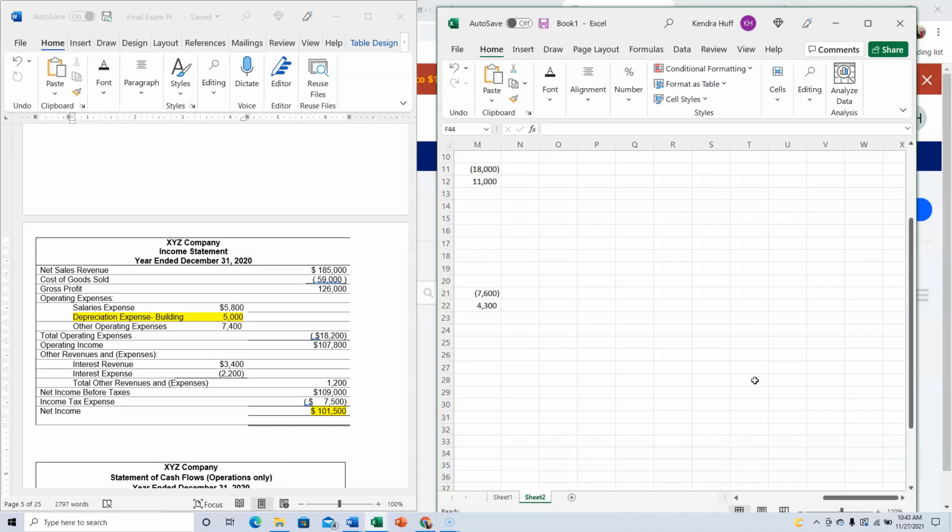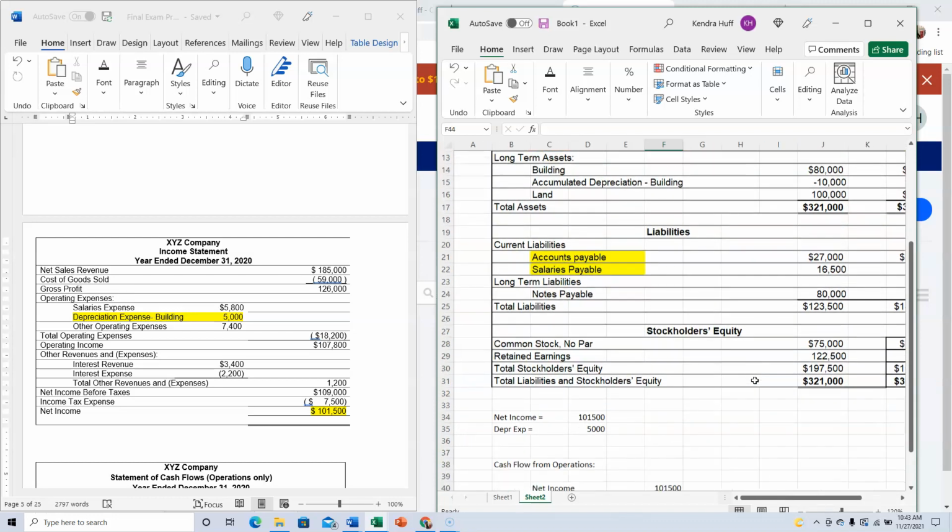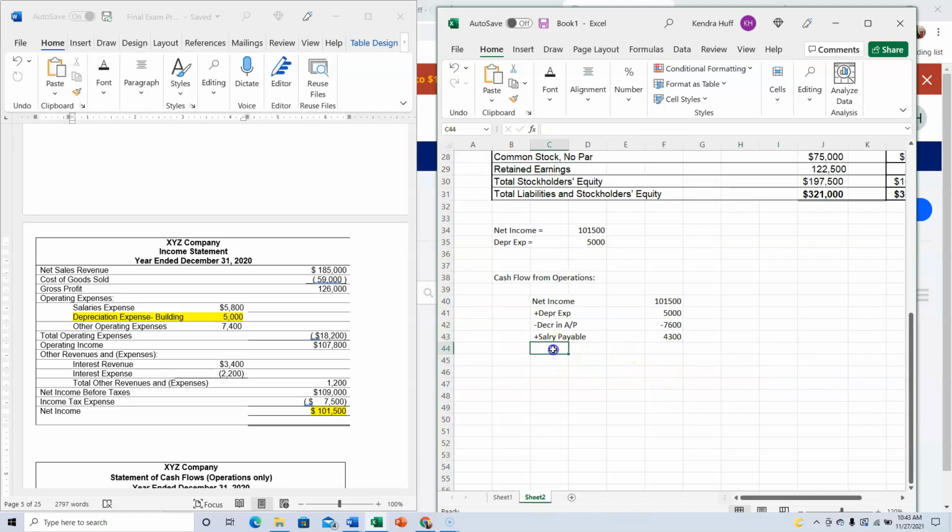The merchandise inventory decreased. Oh, I forgot to put the increase in salaries payable.